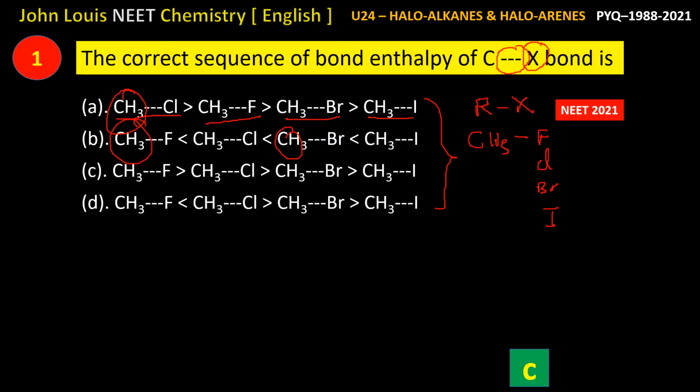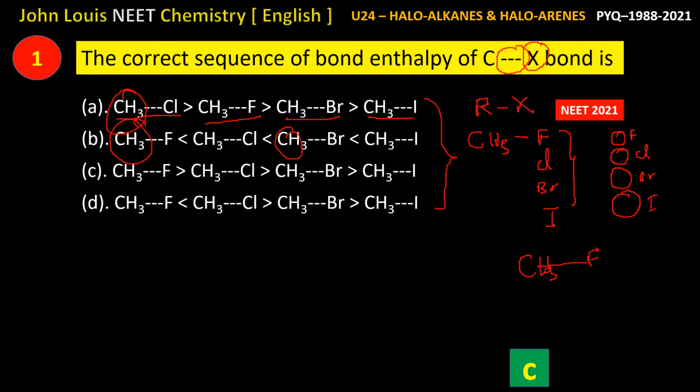See, all these halogens belong to the 17th group of the periodic table. As we go down the periodic table, the atomic size increases. Fluorine is the smallest, chlorine is bigger than that, bromine is bigger than that, and iodine is the biggest. So this is fluorine, this is chlorine, this is bromine and iodine. As we go down, the size increases. When the size increases, what will happen? The bond length will increase.